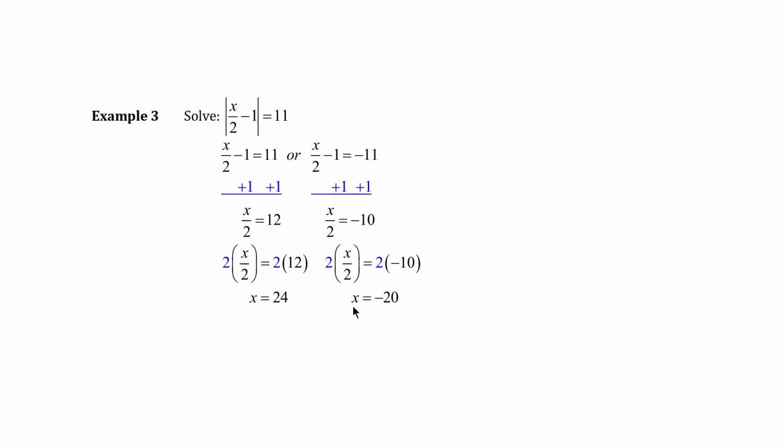This means we have two solutions, negative 20 and 24. We write our final answer using set notation. So I have curly bracket, negative 20, comma 24, close curly bracket.